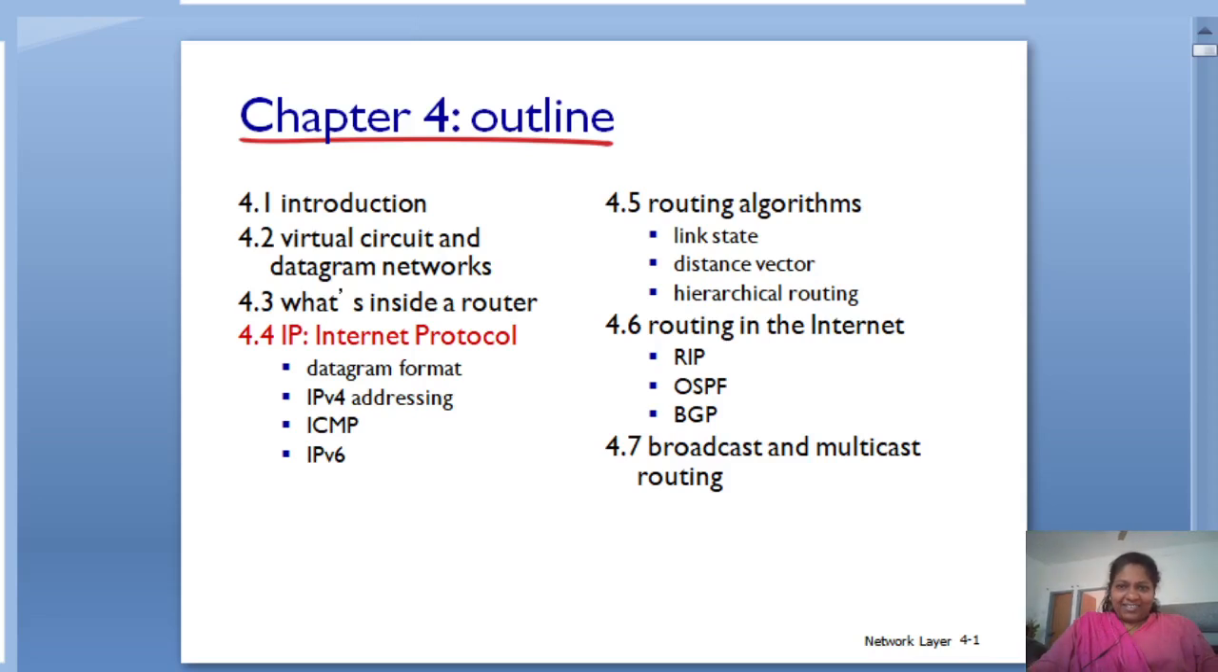Today's class we shall see about the networking layer. So we shall see what all is there in that. We shall see the different types of networks and what is inside a router. Then what are the different protocols, what are the different algorithms of routing. So we shall see one by one.